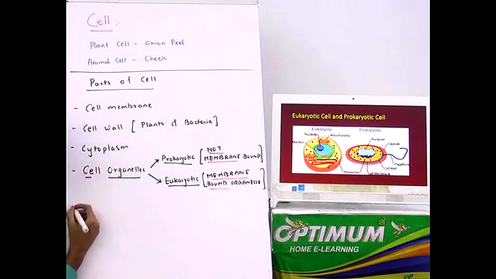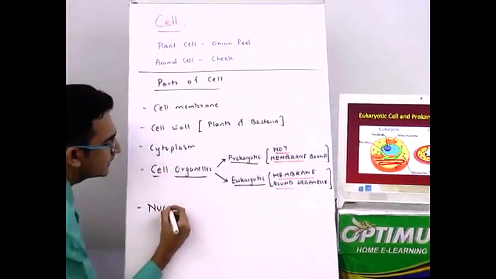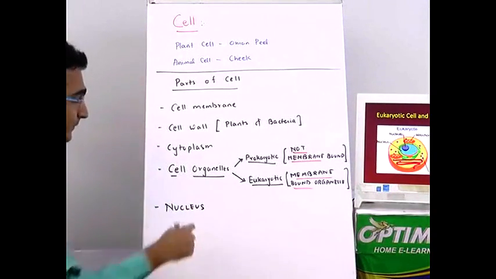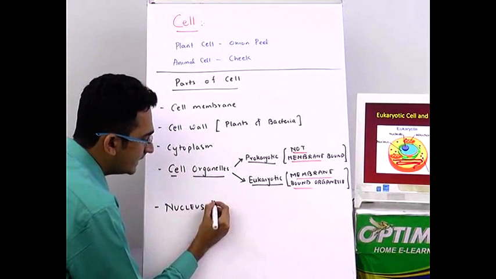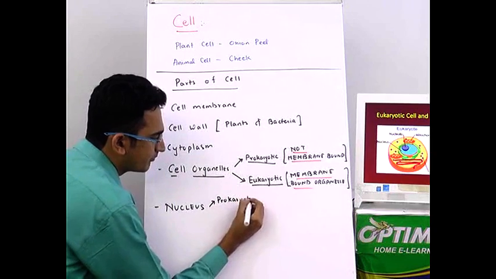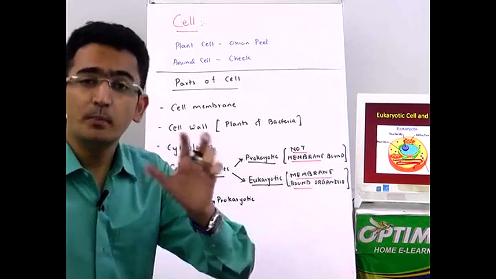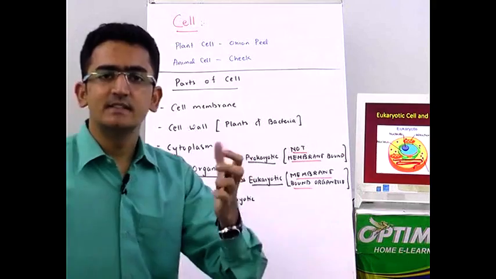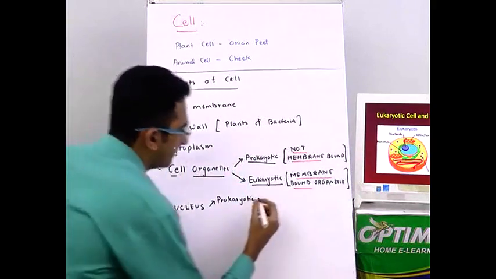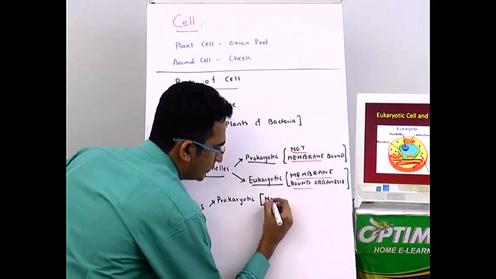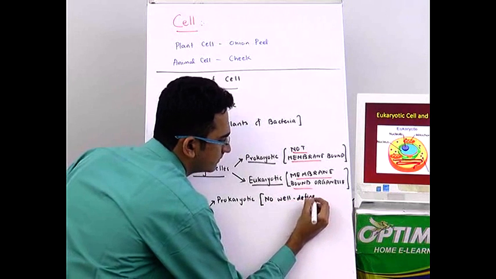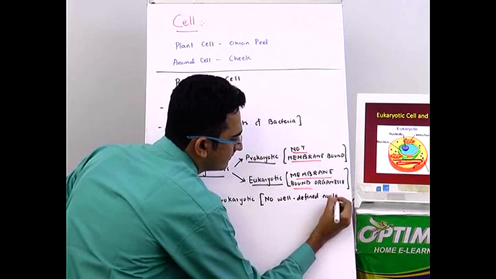Under the cell organelles, we have nucleus. Now, in prokaryotic, there is no proper nucleus. Why? Because nucleus does not have any covering. There is no nuclear membrane. So, no well-defined nucleus.